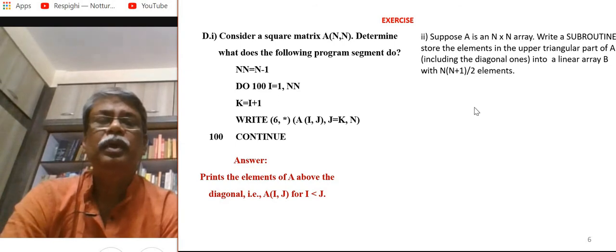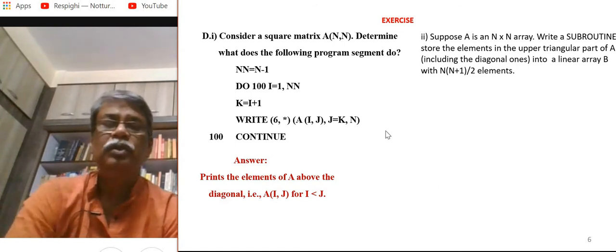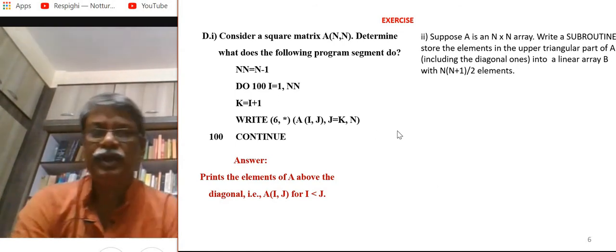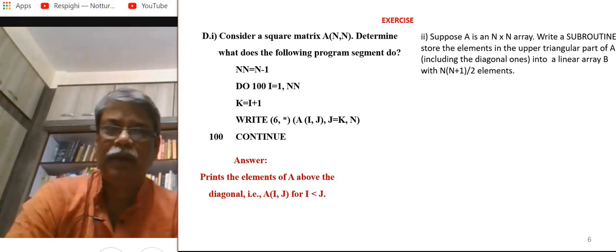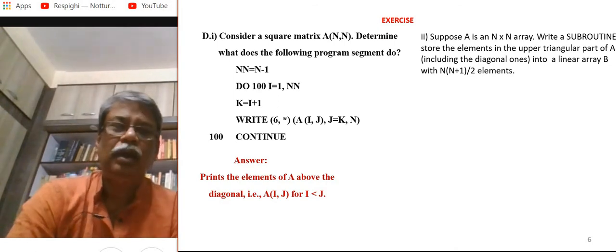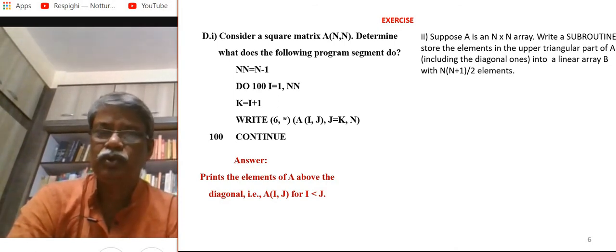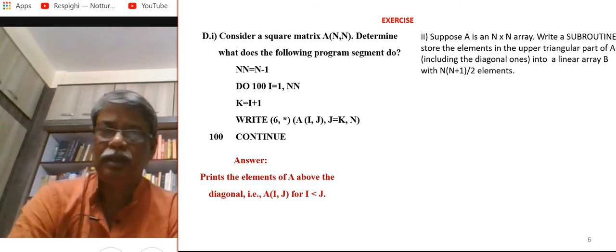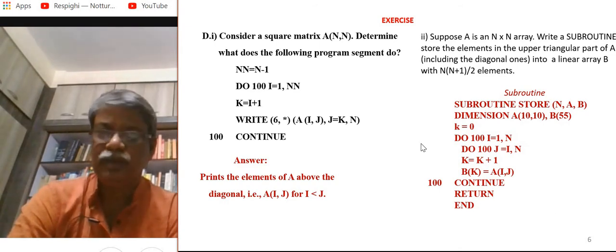And another exercise, that suppose A is an n by n array, then you have to write a subroutine to store the elements in the upper triangular part of A, including the diagonal ones, into a linear array B. Of course, the number of elements in that case would be n into n plus 1 by 2 elements. So that means you have been given a square matrix and you just pick up the upper triangle elements, including the diagonal elements, and then all these elements in order you have to store in a linear one-dimensional array B. So you think over it, though for your help the subroutine is supplied here.